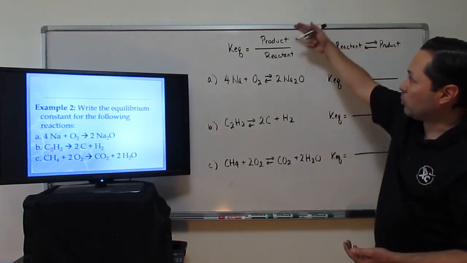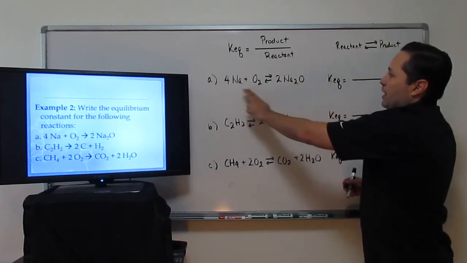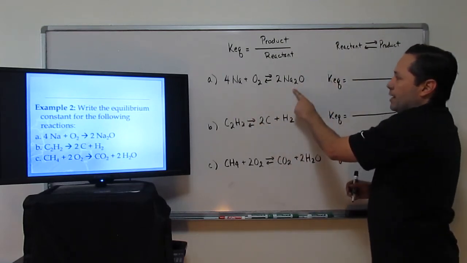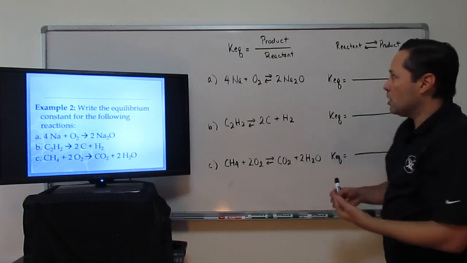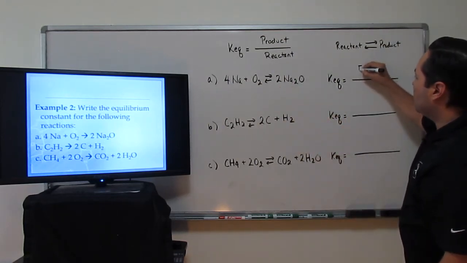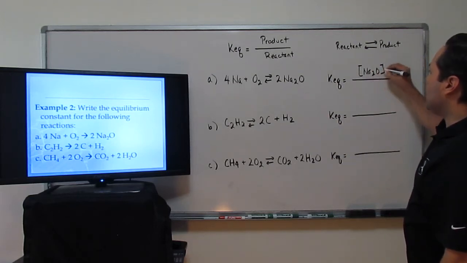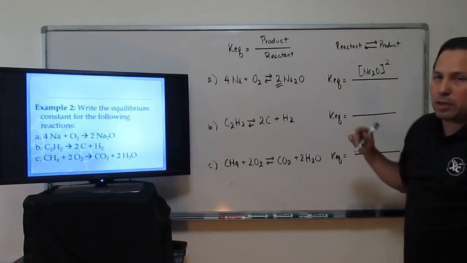And remember that the product goes on the top, the reactant on the bottom, whereas the reactants are on the left-hand side, the product's on the right-hand side of the arrow, which is called the yield. So here we only have 1 molecule, so I'm going to go ahead and put it in brackets. Na2O. And what about the coefficient? Now it goes in the numerator. Now it becomes an exponent.